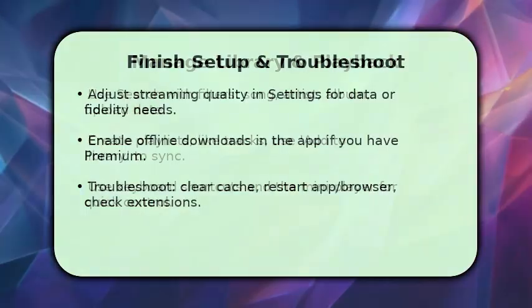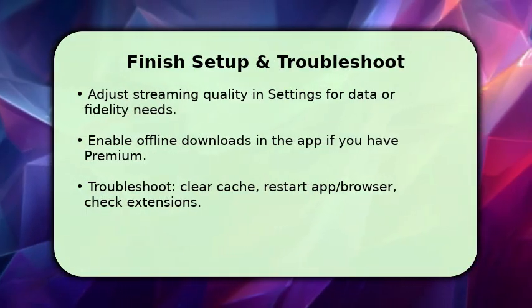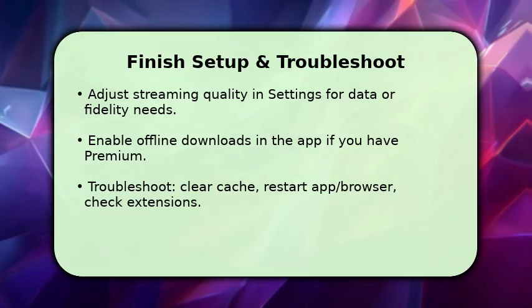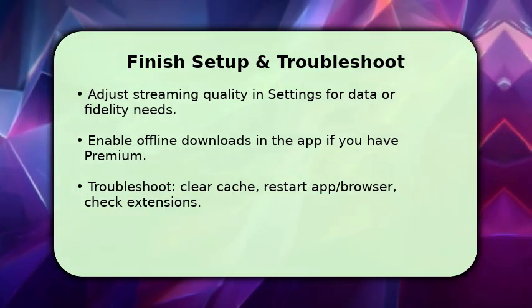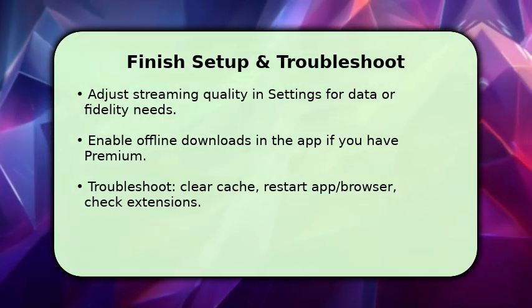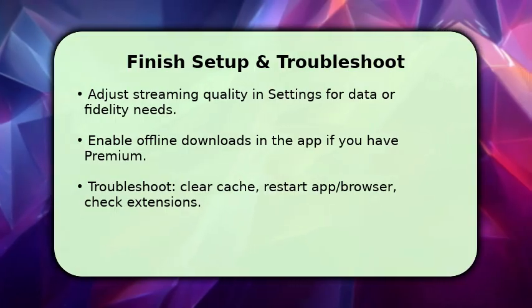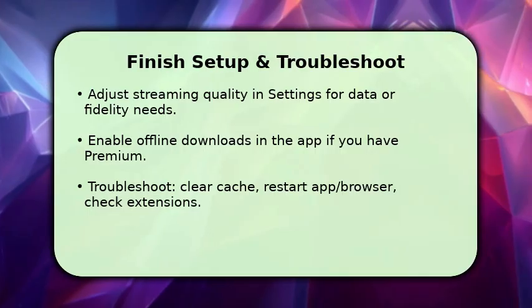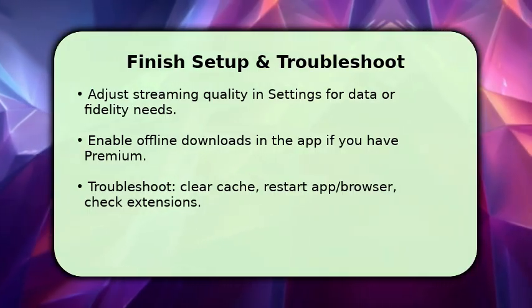To finish, set your streaming quality in settings to balance data use versus audio fidelity, and if you're using the app with Premium, enable offline downloads for playlists you need offline. Make sure device casting is set up if you plan to stream to speakers or a Chromecast. Select the cast icon and choose the target device.